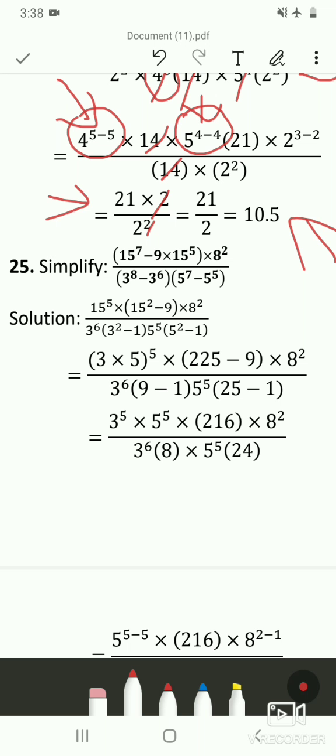So you'll be remaining with 15 square minus 9 into 8 square as it is. In the denominator, in the first term, 3 square is common. So you'll be remaining with 3 square minus 1 when you take out 3 square as common. In the next term, 5 raised to 5 is common. So when you take it out common, you will be remaining with 5 square minus 1.